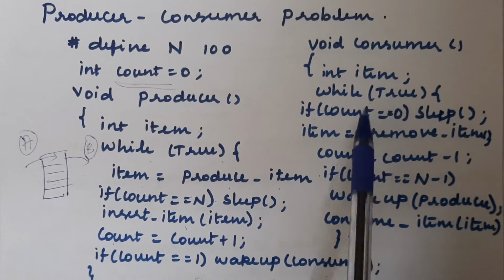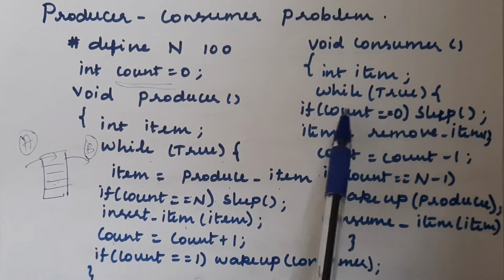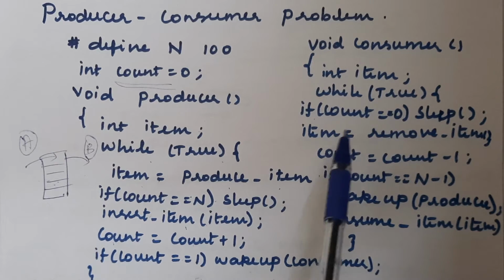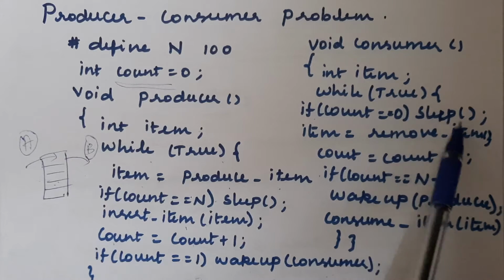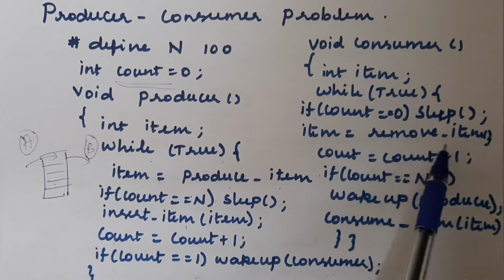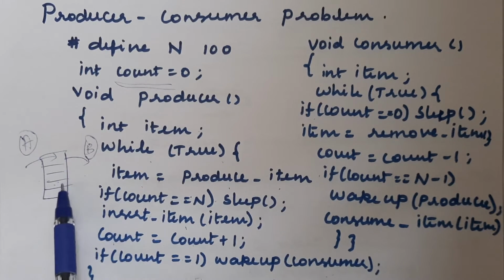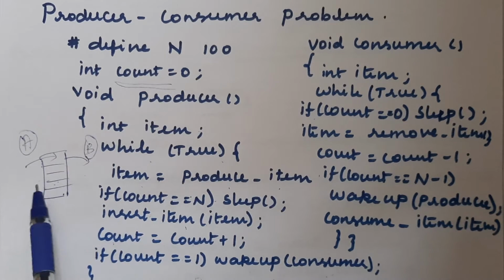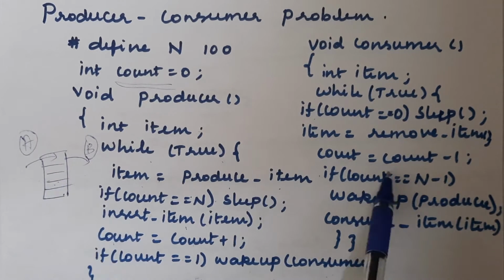In the same way, we have a set of code for the consumer process. Here also we have a local variable called item, while true, if count equal to 0. So what is the meaning of it? Count equal to 0 means no item is present in the buffer, so we have to make the consumer sleep. And then item equal to remove item. Suppose this condition is not true, then we have to remove one of the items from the buffer. It performs very similar to a stack operation, so whichever item is stored at the top will be removed.